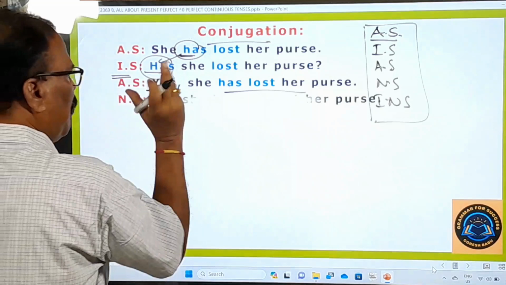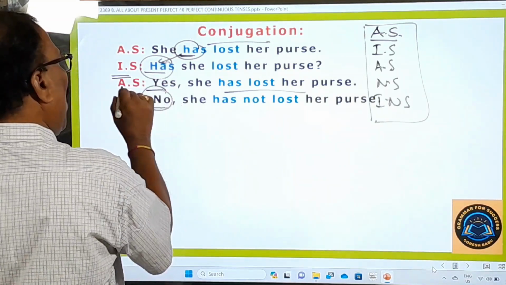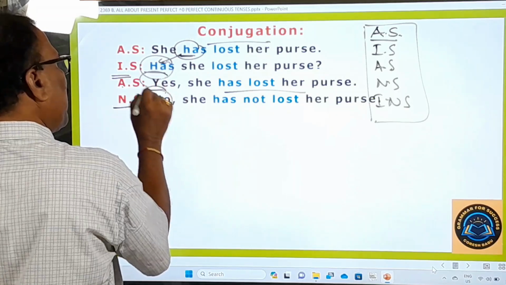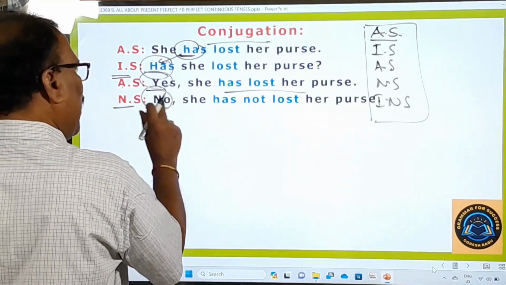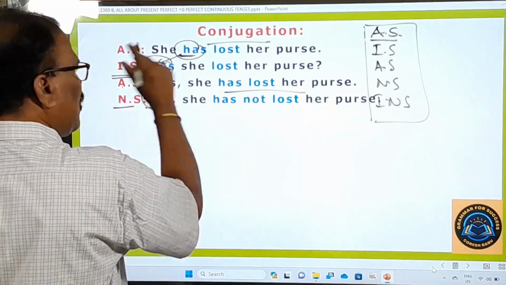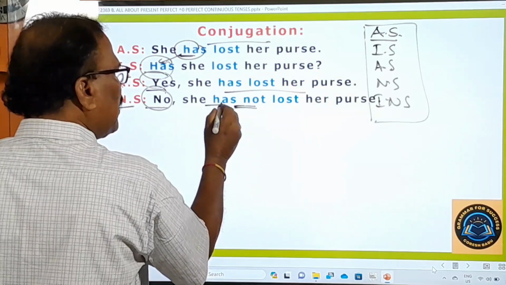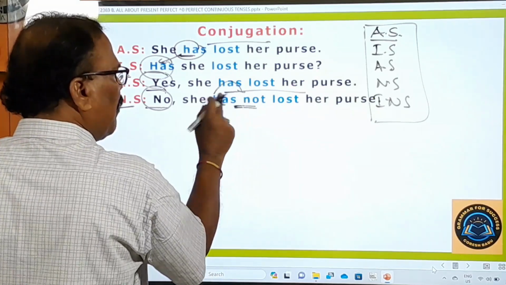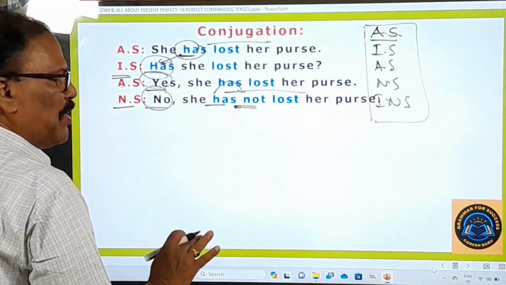Okay, the Telugu meaning we must practice. Negative sentence always begins with no. Affirmative sentence always begins with yes, right? And here the negative sentence is beginning with no. And whenever there is no in the negative sentence, there is always the adverb called not. It is placed immediately beside the helping verb. The position of this not is immediately beside the helping verb. That's very important. Please keep this point in your mind.